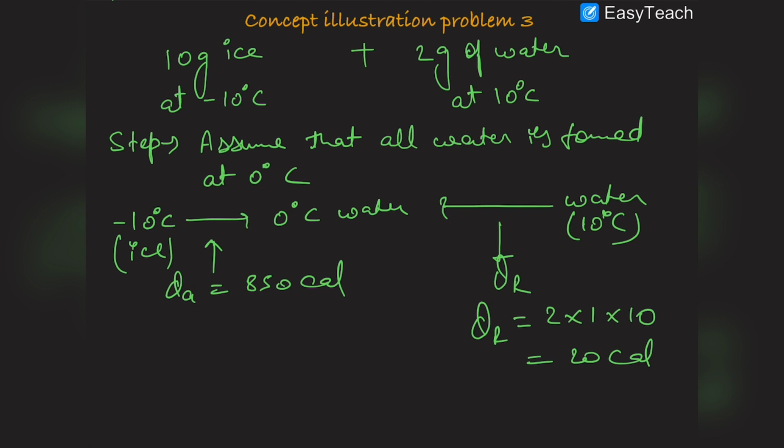Now it doesn't mean that ice will not come at 0 degrees Celsius, but what happens is that step 1 fails. So we can write that step 1 fails. Now what was step 1? Step 1 was the assumption that finally all the water was formed at 0 degrees Celsius. So now we can conclude that this is not the case in this one. Now what we have to do is execute step 2.